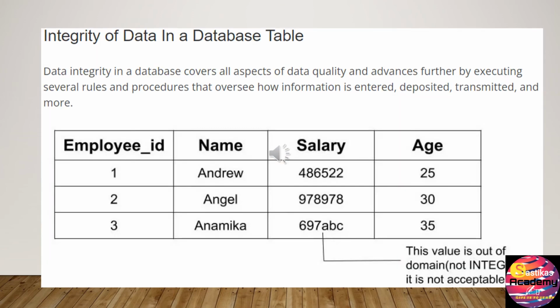Integrity of data in a database table. Data integrity in a database covers all aspects of data quality and advances further by executing several rules and procedures: how information is entered, deposited, transmitted, and more. This is an example of integrity in database terms. If the salary is only a number, and we are entering a string as characters or alphabets, this is not acceptable because a salary is only a number, right?